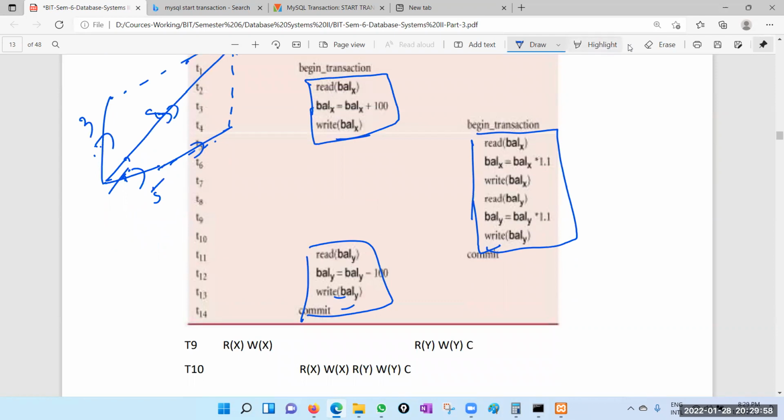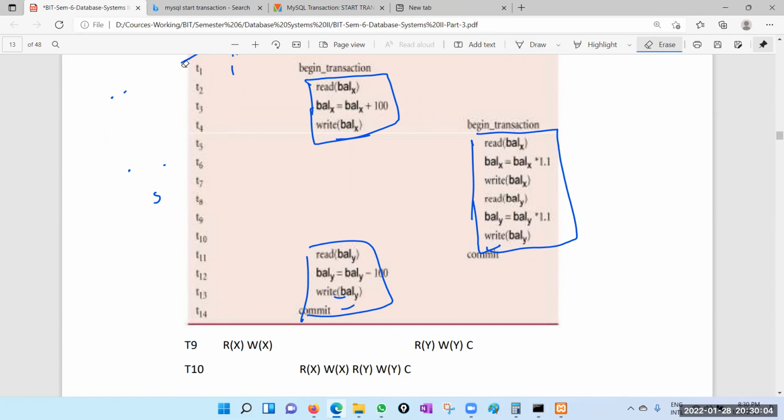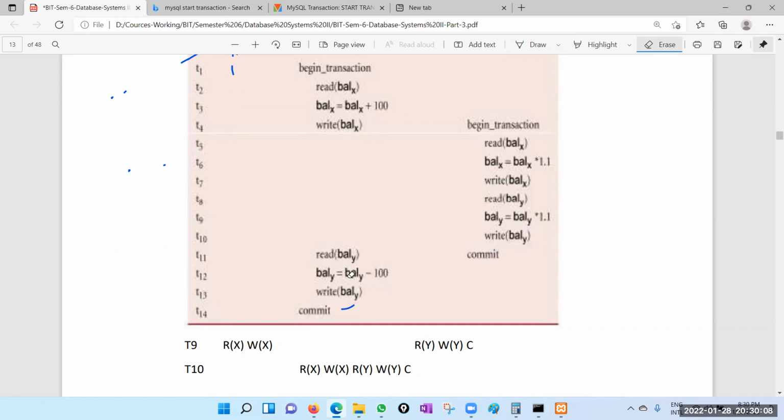Now, the first thing we want to do is write this transaction as a set of read and write operations. Right? A set of read and write operations. So this is a read of x.